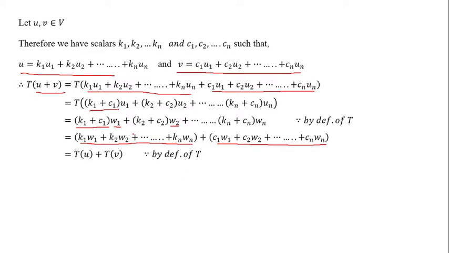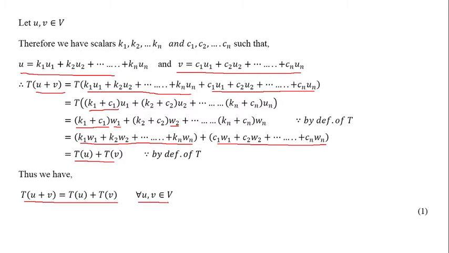Now here we have not used that T of u1 is w1, we have just used the definition of T as T operating on u is some scalar times w1 plus some scalar times w2 etc. some scalar times wn, and you will get T of u plus v is T of u plus T of v, and thus we have T of u plus v is Tu plus Tv for every u, v belonging to V.